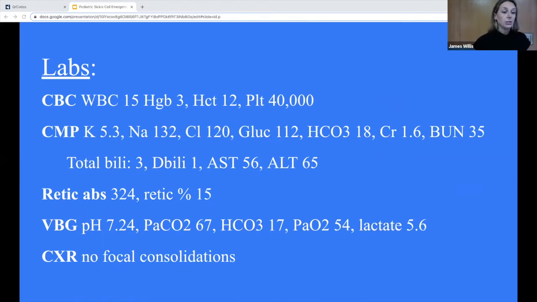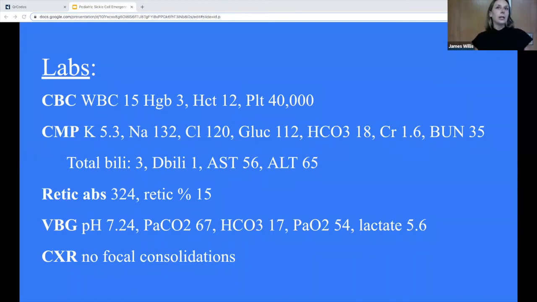His hemoglobin is 3. Platelets are 40,000. Electrolytes are for the most part normal. His creatinine is 1.6. He's got some AKI. Bilirubin is 3. AST, ALT are a little elevated. His reticulocyte count is elevated. He's a little acidotic, and he's got lactate of 5.6. His chest x-ray shows no focal consolidations.